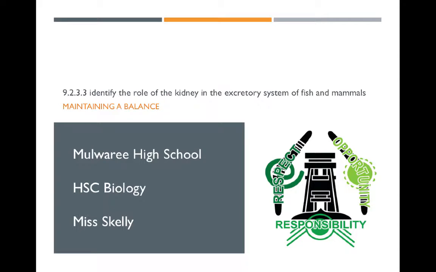Today we are looking at maintaining a balance, dot point 9.2.3.3, which is to identify the role of the kidney in the excretory system of fish and mammals. So this dot point is the first of a fair few dot points on the kidney. This is a little basic introduction, but by the end of this topic you will know the kidney inside and out, hopefully, because it's a very interesting organ.